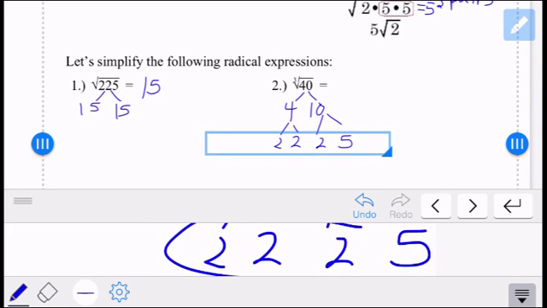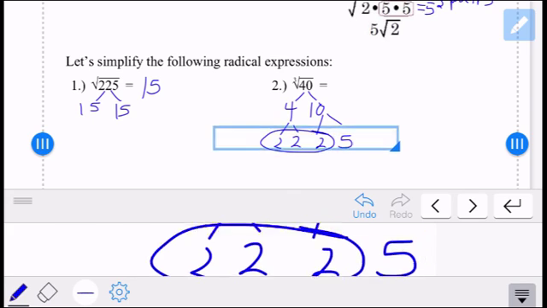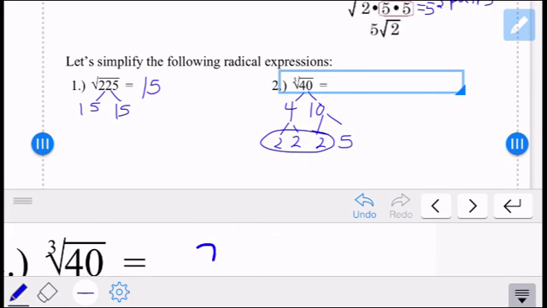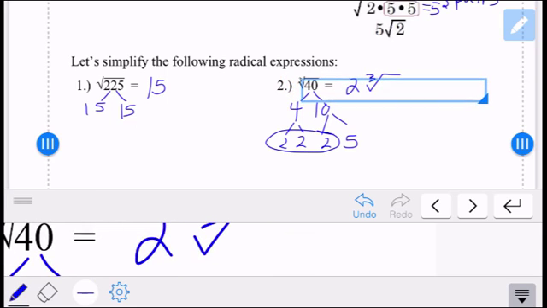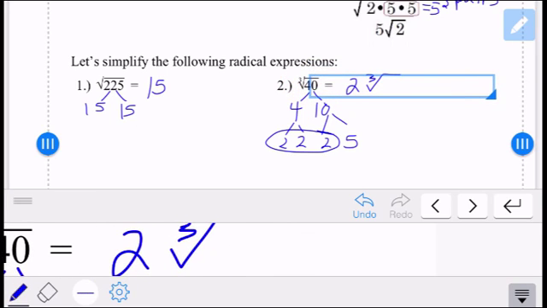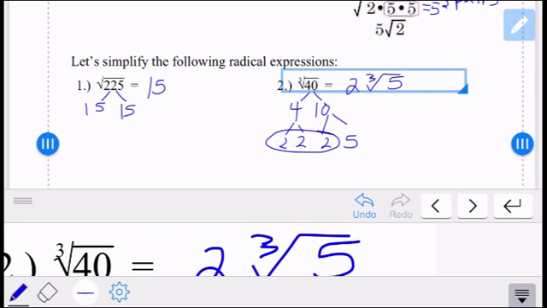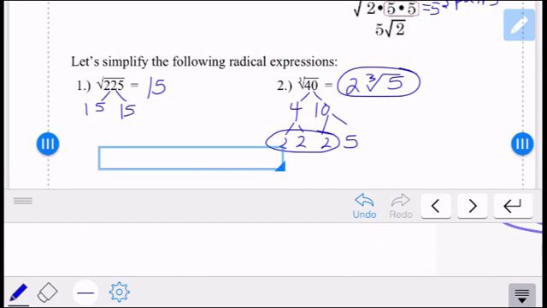But look here, we have a group of 3 2s. That means that the 2 can come outside of the cube root. That's a perfect cube. There we go. And then the 5 that's left over is going to stay in there, so we need to put him back underneath. So 2 cube root of 5. So that's our guy. Next one.